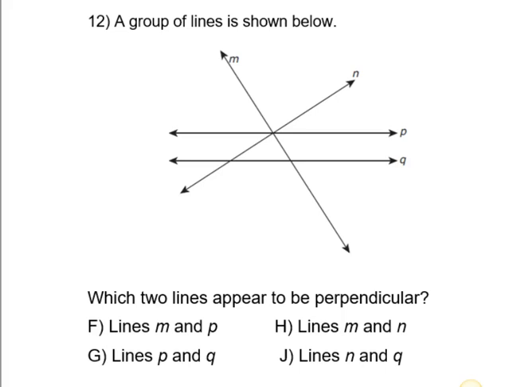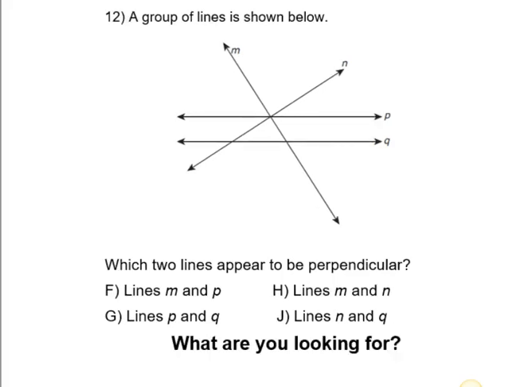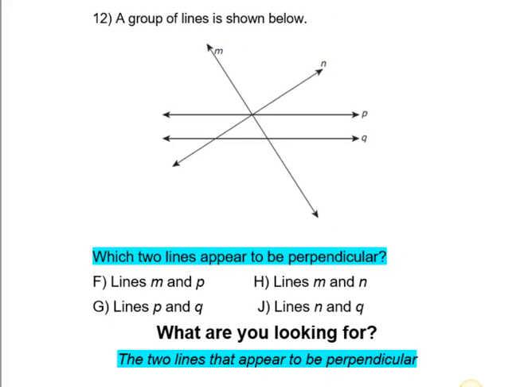A group of lines is shown below. Which two lines appear to be perpendicular? F lines M and P, G lines P and Q, H lines M and N, J lines N and Q. Okay, so let's look at line M, line N, line P, and line Q. What are we looking for? We are looking for the two lines that appear to be perpendicular.